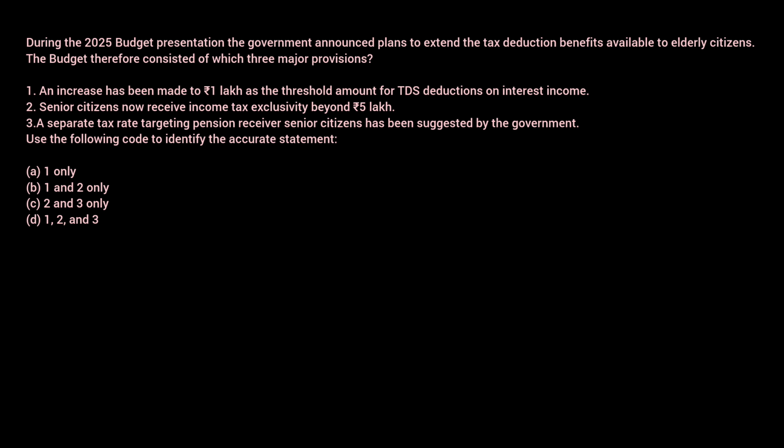During the 2025 budget presentation, the government announced plans to extend the tax deduction benefits available to elderly citizens. The budget therefore consisted of which 3 major provisions? 1. An increase to 1 lakh as the threshold amount for TDS deductions on interest income. 2. Senior citizens now receive income tax exemption beyond 5 lakh. 3. A separate tax rate targeting pension-receiving senior citizens has been suggested by the government.